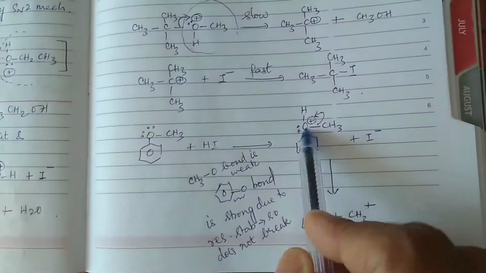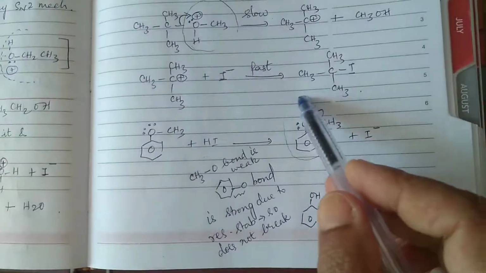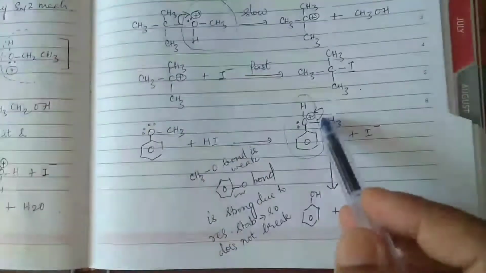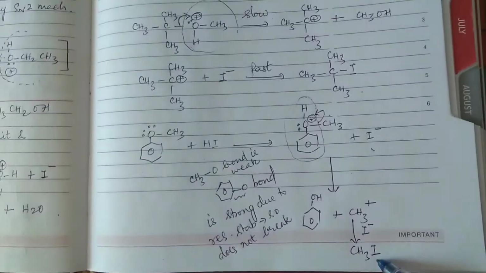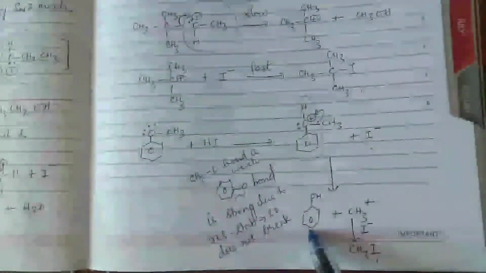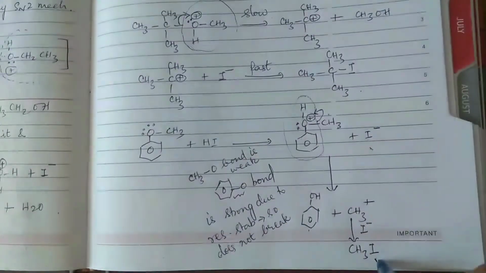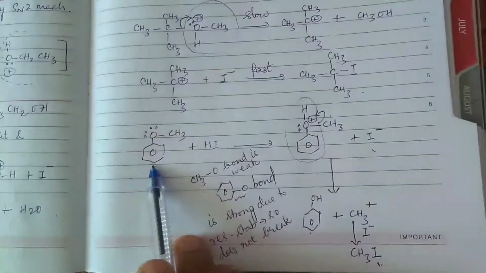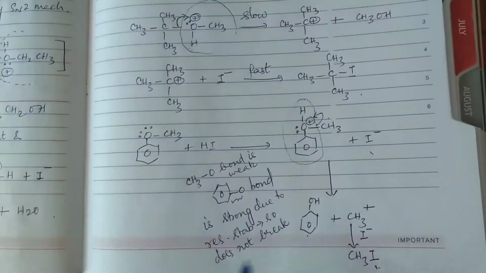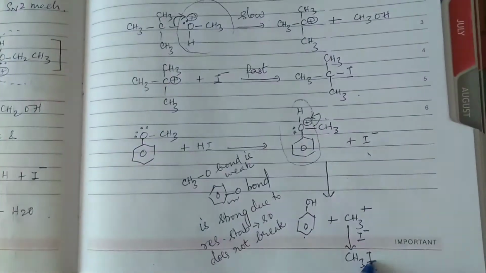So which one will break? This C single bond oxygen will break. If this is going to break, what will happen? This will come together as phenol, and this will be left as CH3 plus, and this CH3 plus will go with I minus as CH3I. So the products are phenol and methyl iodide. The question is asked like this: when methoxybenzene is treated with HI, the products are phenol and methyl iodide and not methanol and phenyl iodide.